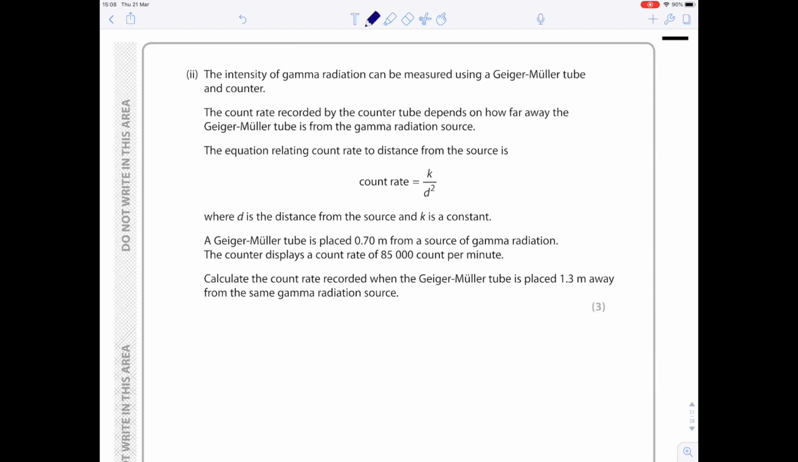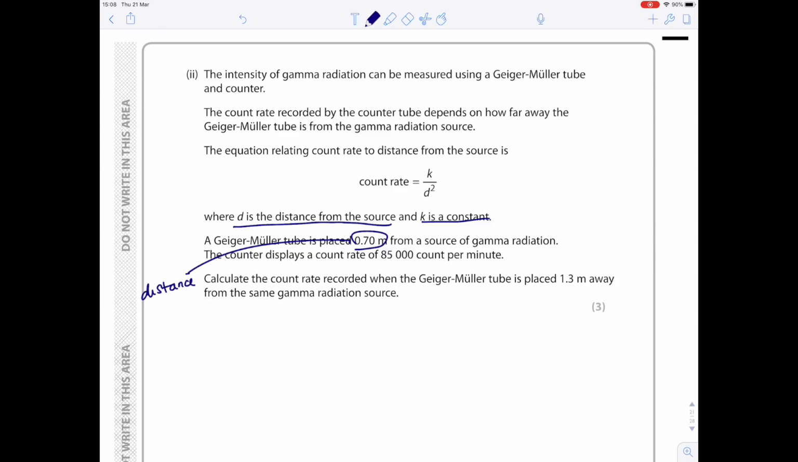Intensity of gamma radiation can be measured using a Geiger-Müller tube and counter. The count rate recorded by the counter tube depends on how far away the Geiger-Müller tube is from the gamma radiation source. The equation relating count rate to distance from the source is count rate equals k divided by d squared, where d is the distance from the source and k is a constant. The Geiger-Müller tube is placed 0.7 meters from a source of gamma radiation. So let's just make a note that we have a distance here.